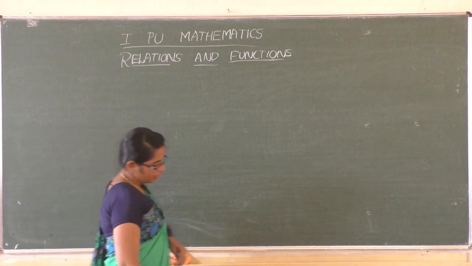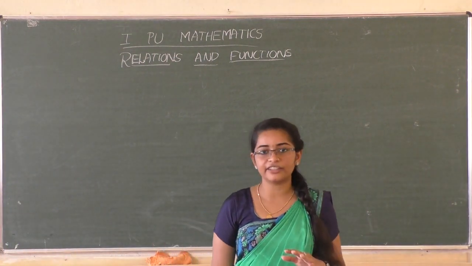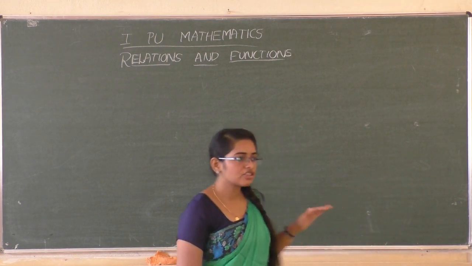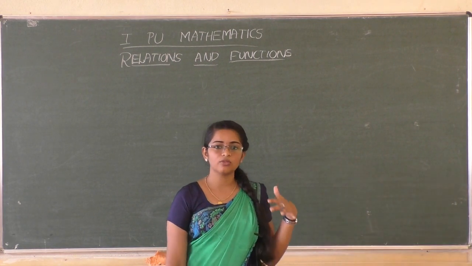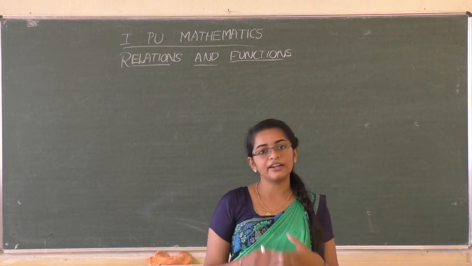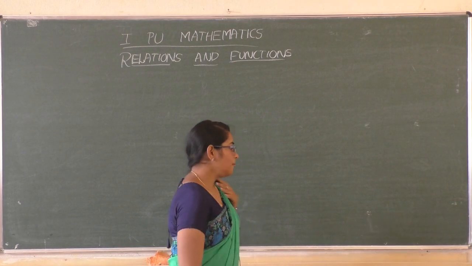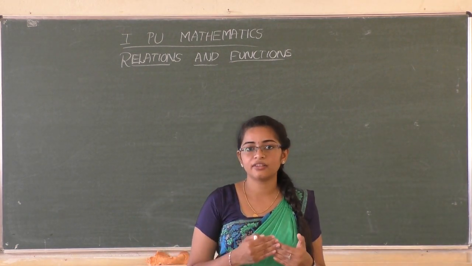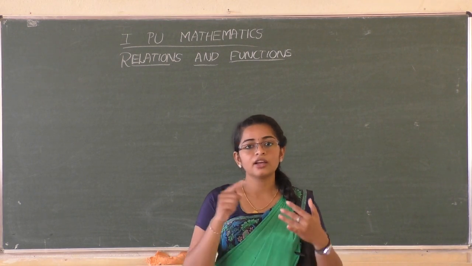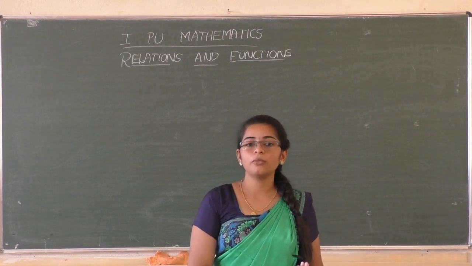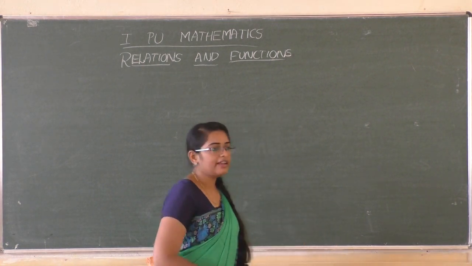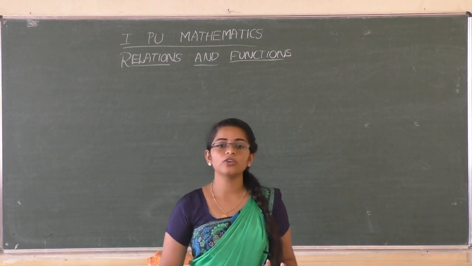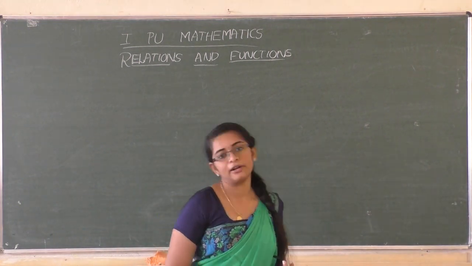See, moreover, a relation is a subset of the Cartesian product of two sets. A relation R from a set A to a set B is a subset of the Cartesian product A cross B, right? So we can write a relation in any form. There are two forms of writing a set. You have learned in the first chapter that they are roster form and set builder form. You can write the relation in either form. You can write it in roster form, or you can write it in set builder form.